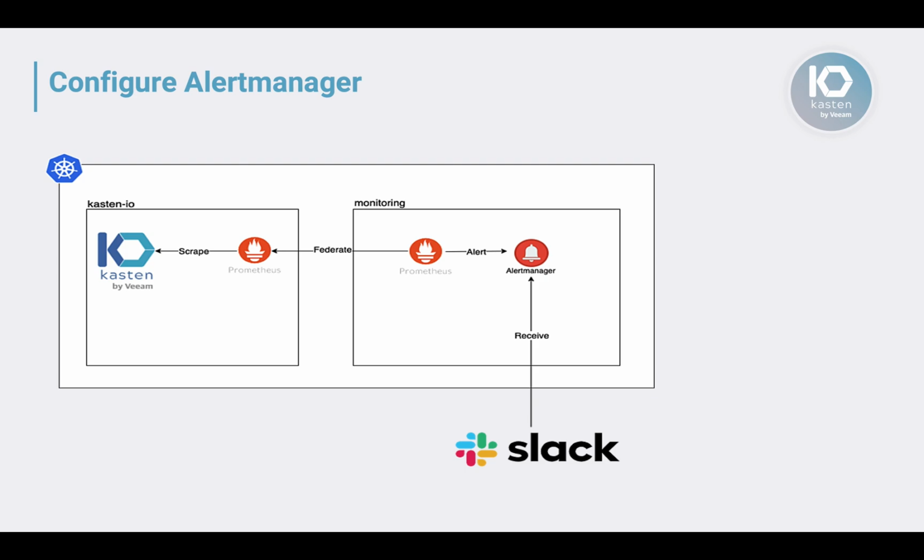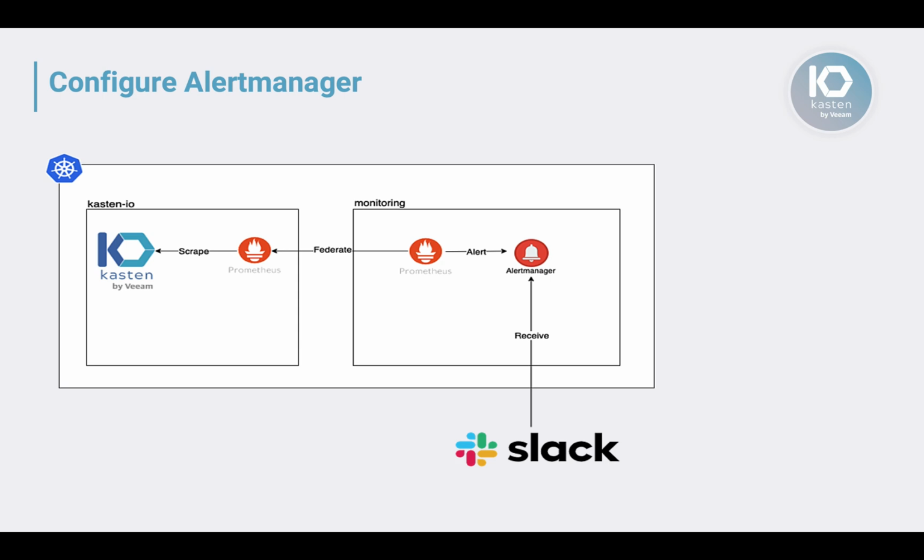The first one, we'll go ahead and create a new Prometheus instance in a new namespace and federate it to the Prometheus instance in the Kasten.io namespace. We'll use the federation URL of the Kasten Prometheus instance to spin up the Prometheus instance in another namespace and grab metrics that way.